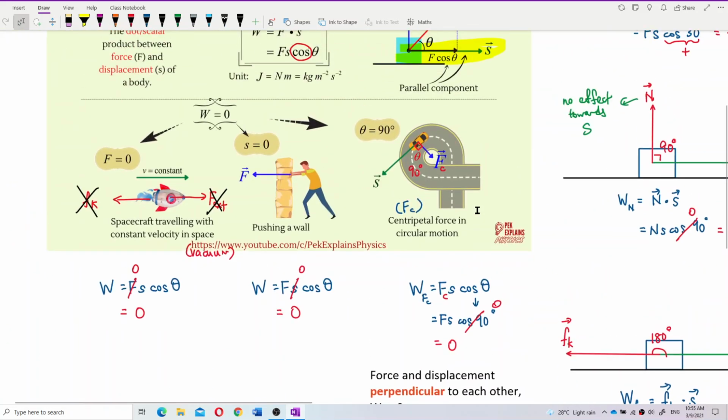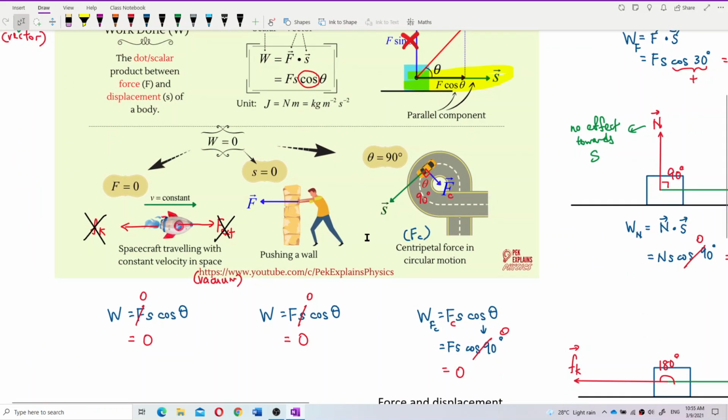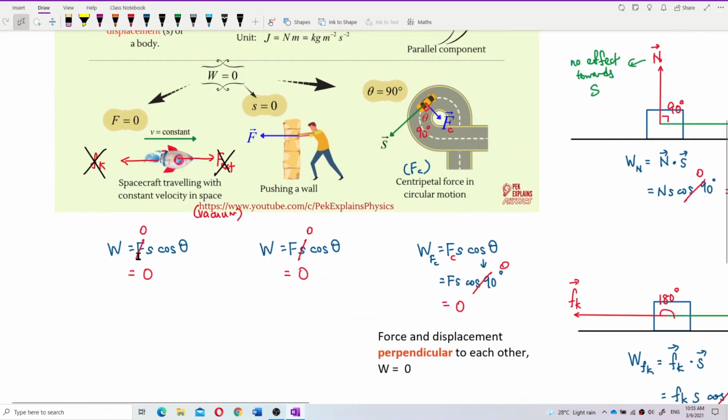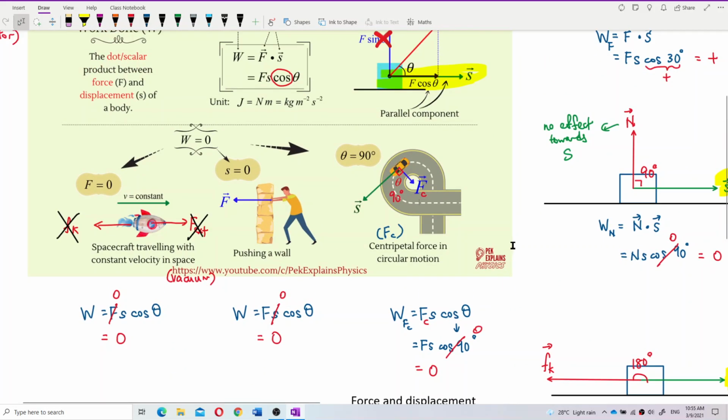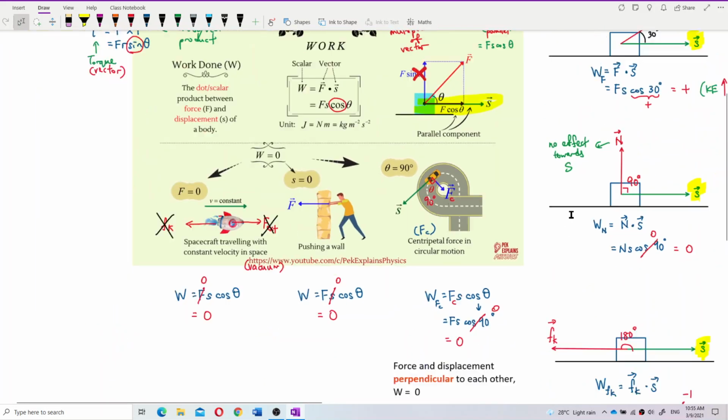Okay, so I think that's all for the 3 cases of how the work done can be 0: force 0, displacement 0, or theta 90 degrees, perpendicular. So that's all for this part.